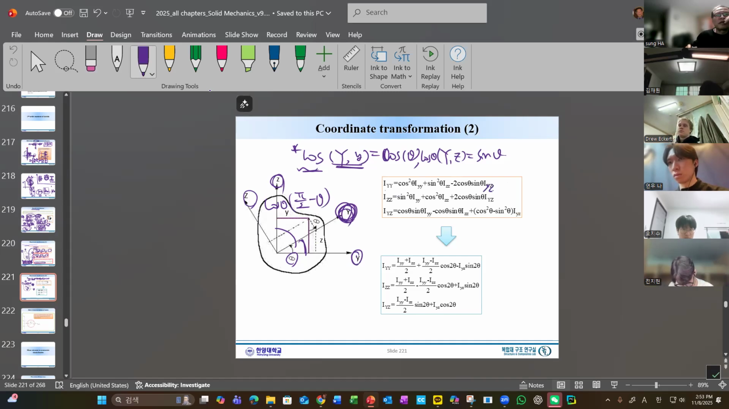There's a misspell here. So the YZ, and actually there is another term, ZY. Okay, YY, YZ, and ZY. So we apply the same principle, and this is the angle. No matter what angle, we always have a cosine.